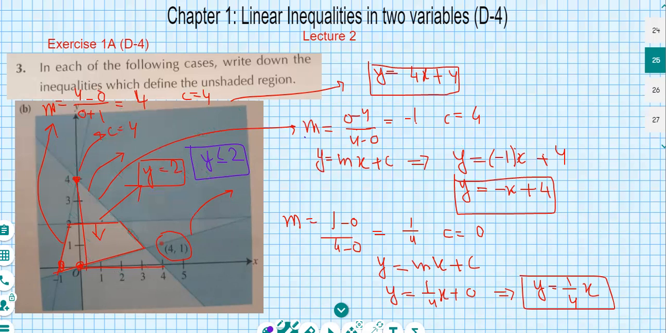For this line, the shaded region is below this line. So it means this inequality will become y is less than or equal to negative x plus 4. All right, this is the second inequality. What about this?